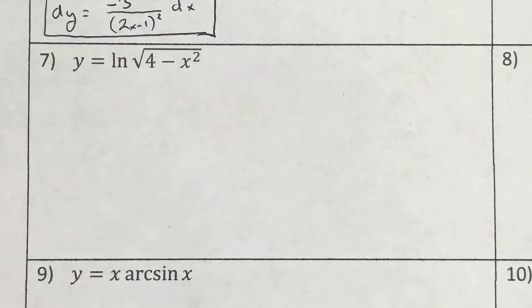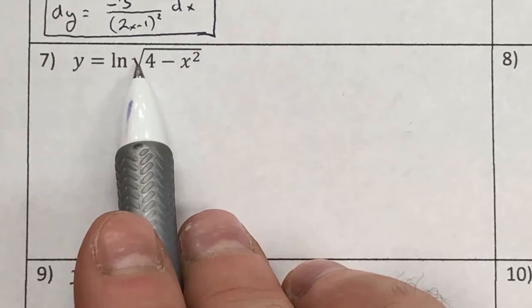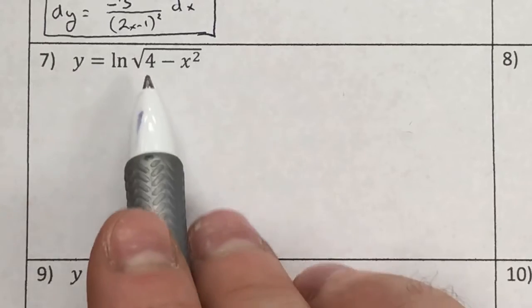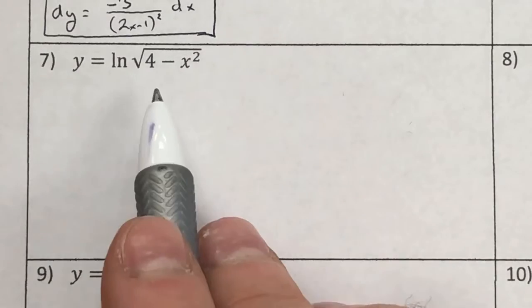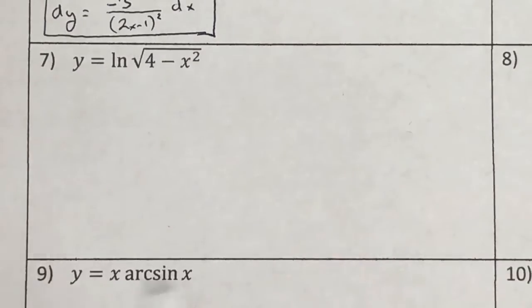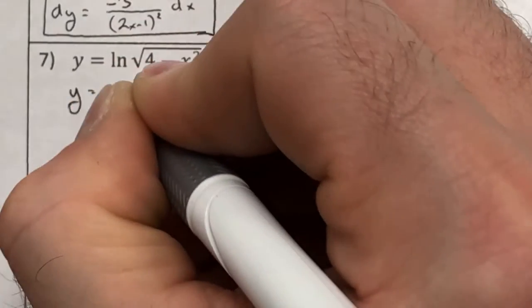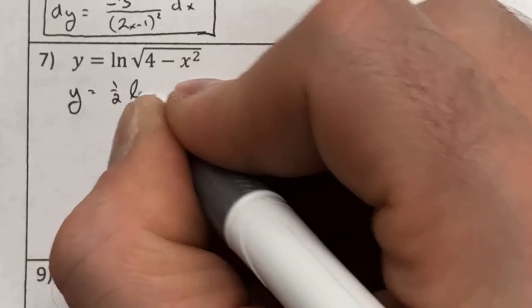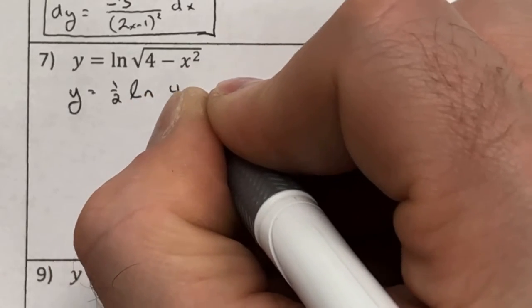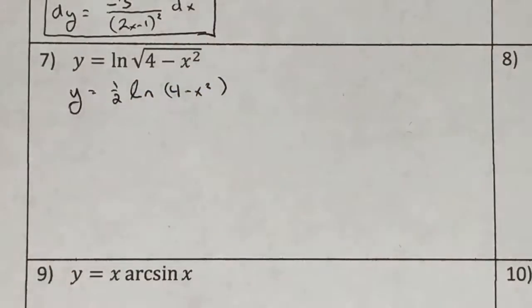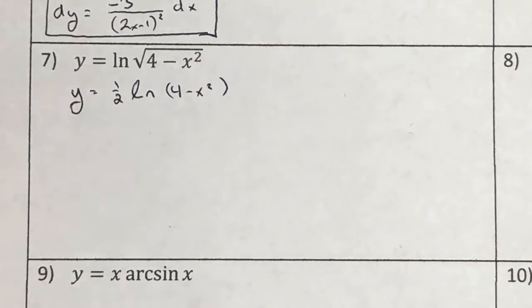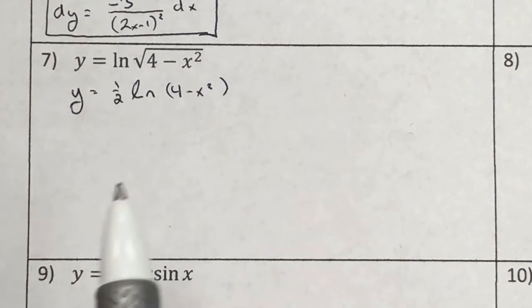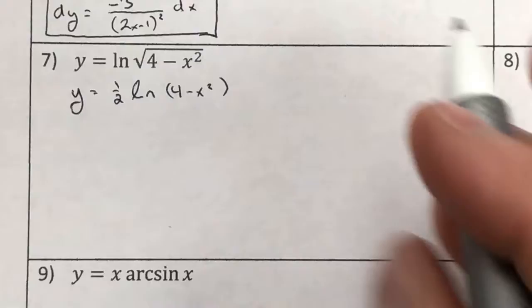Okay. So we notice that this is the natural log. So the natural log is of the square root, which means that's actually to the 1/2 power. I can go ahead and take that and move it out front. So y is equal to 1/2 of the natural log of 4 minus x squared. And this is going to make my derivative a lot easier to do because I don't need to chain rule this. I'm going to go ahead and take the derivative.